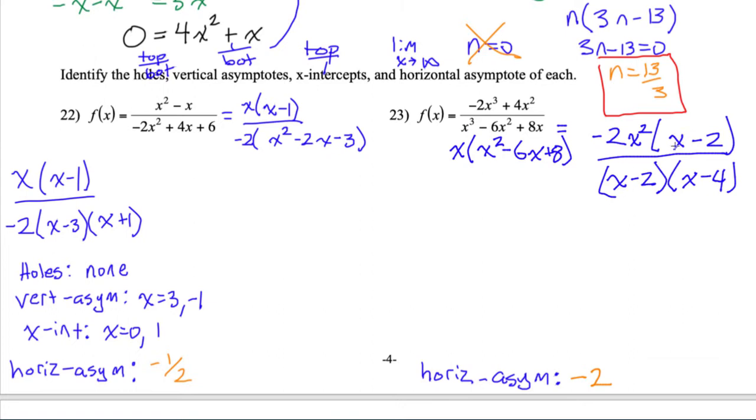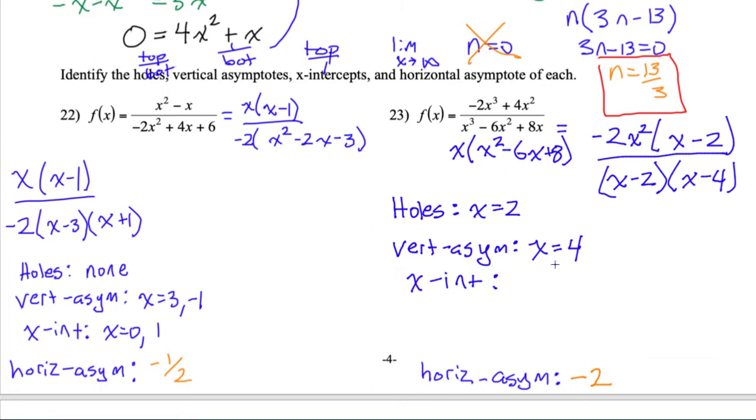That means that that is a hole. A hole is whenever you cancel the top and bottom out. So let's talk about holes. You have a hole at x equals 2 because that's where the top and bottom cancel. For vertical asymptote, that's where the bottom is equal to 0. While 2 is on the bottom, it's also on the top and the bottom, so what's left is just x equals 4.